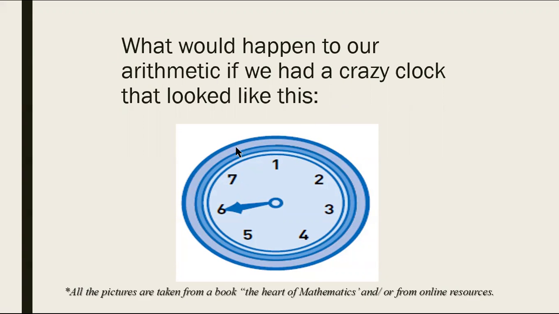But in the case of 12, we are well familiar with it. We have been doing it since childhood, that whenever the hand of the clock gets to 12, we start counting again from 1. What would be the case if our clock looked like the one on your screen, with only 7 points, and after 7, it started from 1? How would our calculations have been?